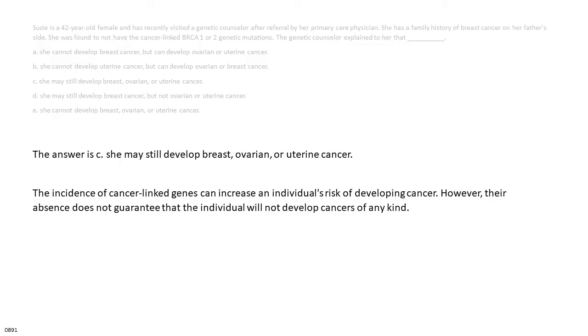The answer is C. She may still develop breast, ovarian, or uterine cancer. The incidence of cancer-linked genes can increase an individual's risk of developing cancer. However, their absence does not guarantee that the individual will not develop cancers of any kind.